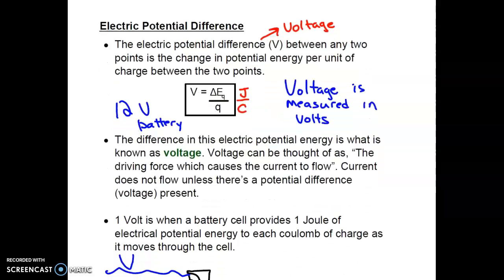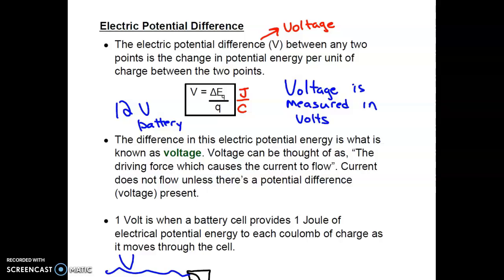Then there is electric potential difference. The electric potential difference between any 2 points is the change in potential energy per unit of charge between the 2 points. This is also known as voltage, and the formula to determine voltage is the change in electrical potential energy, delta EQ, divided by the quantity of charge, Q.